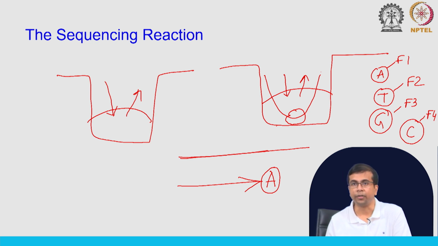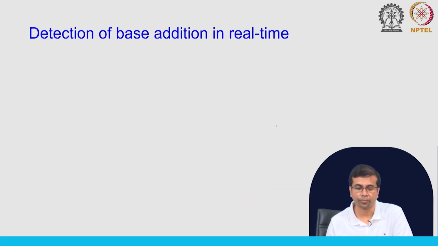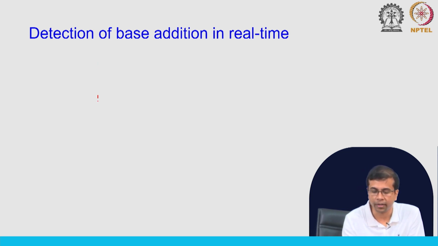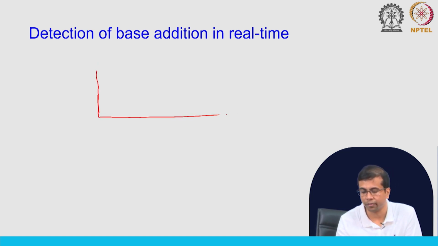So, I hope this is clear how the sequencing reaction happens. This is sequencing by synthesis. We have the fluorophores being added and fluorescent signal being released, which is then detected by the optical detector. So, this detection of base addition happens in real time as I have just mentioned.